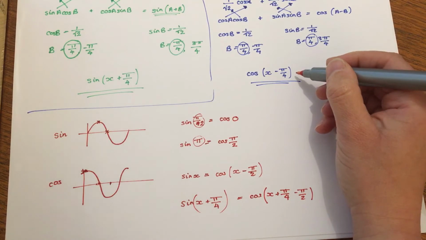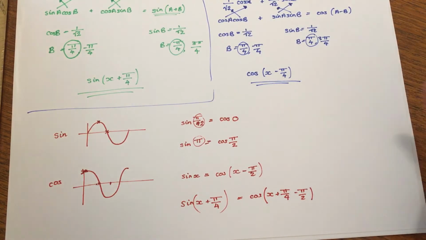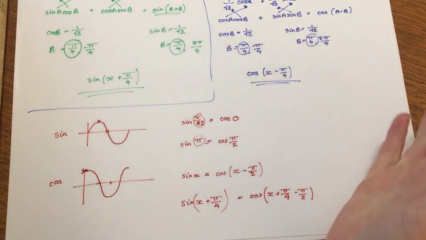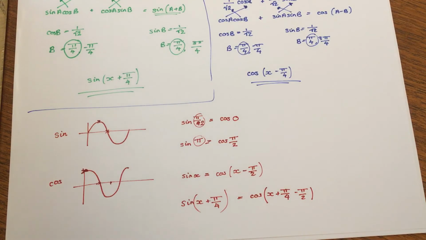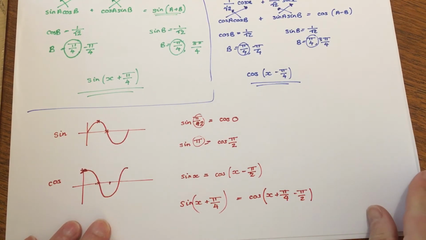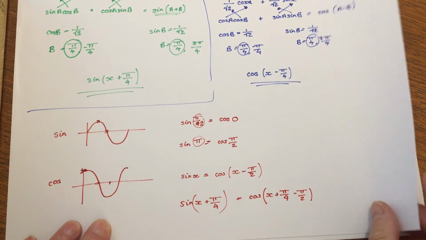And if I had cos of x plus pi over 4, take away pi over 2, oh look, what have I got? cos of x minus pi over 4, because the cos graph is a translation of the sine graph and vice versa. So although they look different, they're actually the same because of the translational symmetry of the graph. So that's interesting. I think it's interesting, but then I am a maths teacher. Okay, so that example is done.